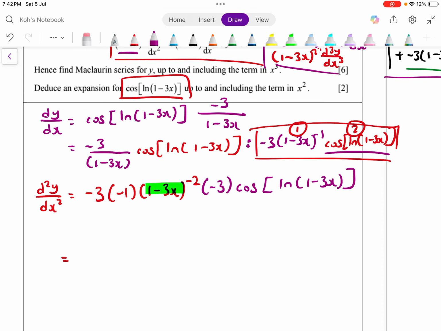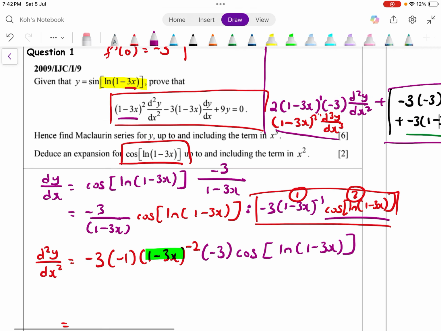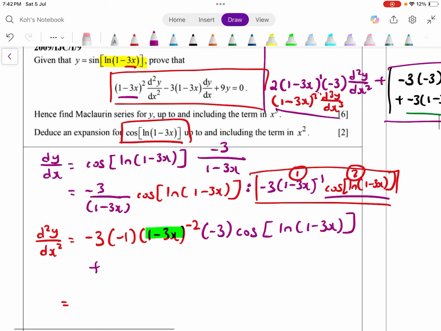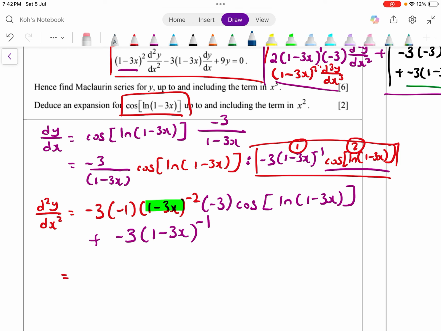Then put a square bracket. Okay, then I put a plus. So plus keep. I keep the negative 3, (1 minus 3x) to the power of minus 1. Then I differentiate the cosine. So differentiate cosine become negative sine. So this will give you negative sine ln(1 minus 3x), square bracket. Yeah. So of course I put another bracket. Differentiate inside the bracket, right? So differentiate the ln. So means I'll get negative 3 over 1 minus 3x.